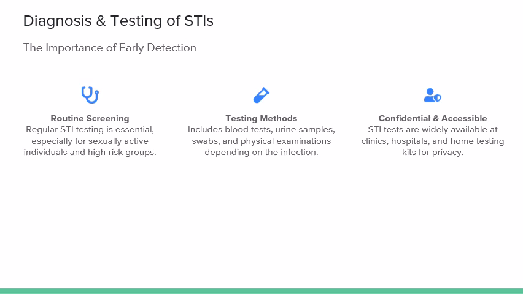Early detection of STIs is critical to preventing complications and reducing transmission. Many STIs are asymptomatic, making routine screening essential, especially for sexually active individuals and those at higher risk. Several testing methods are used to diagnose STIs. Blood tests detect infections like HIV and syphilis, while urine samples and swabs help identify bacterial and viral infections such as chlamydia, gonorrhea, and herpes.